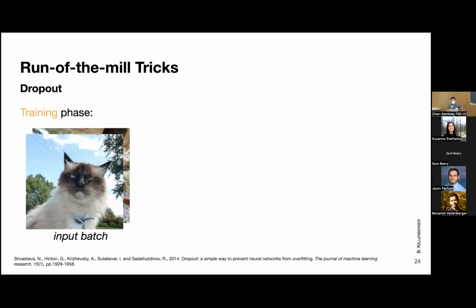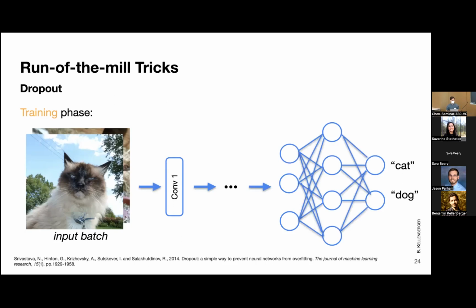So the next trick is dropout. Now, dropout is not necessarily in your model. It's something you can add, and it can work wonders, or it may not. Again, it's not guaranteed. What dropout does is the following. Let's say you have your model, you have your layers, conv1, etc. And at the end, what you have is maybe a fully connected layer, which gives you the output class, in this case, cat or dog.